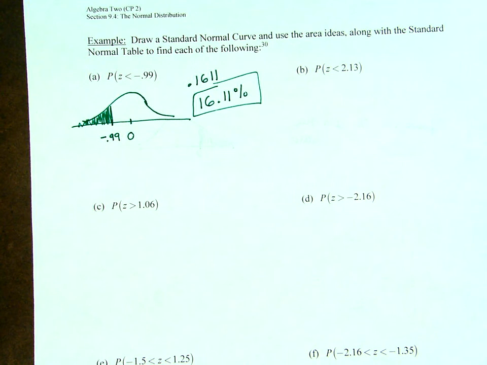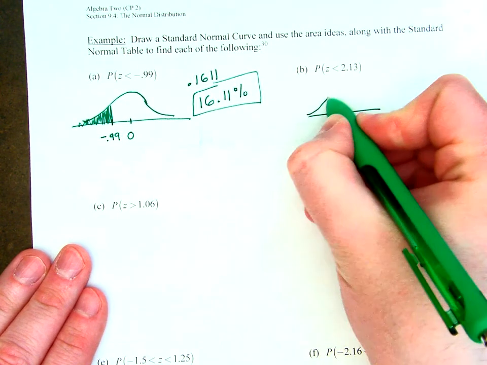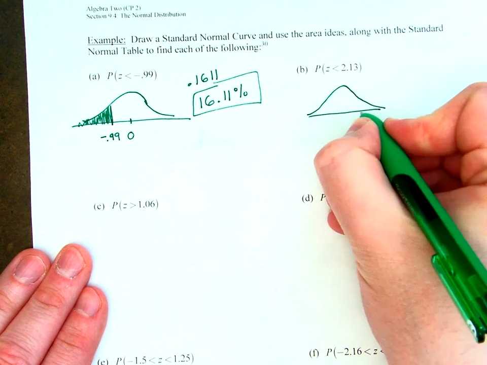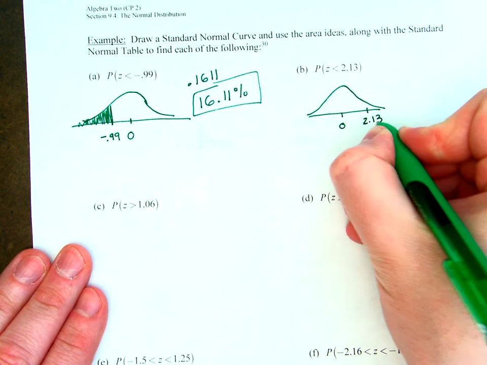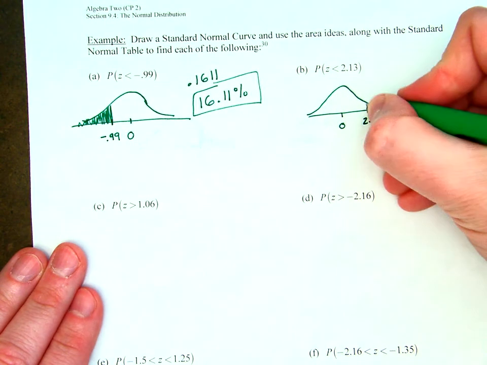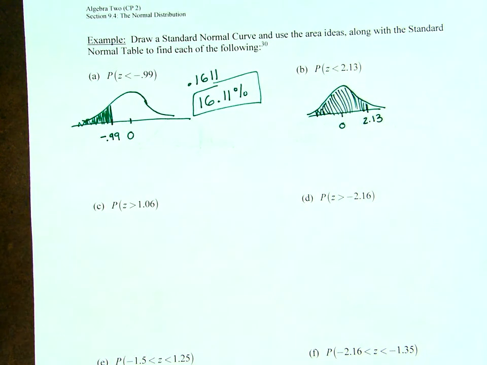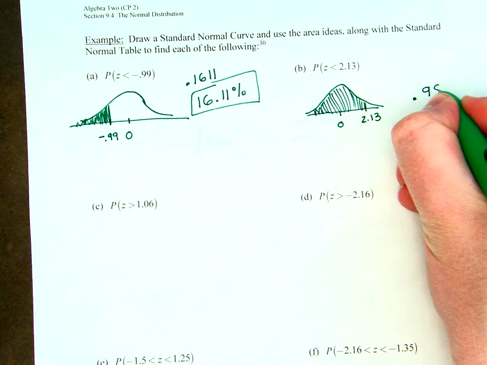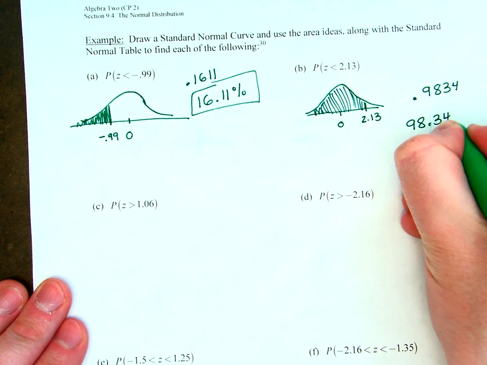Really no different than what we've been doing. I'm just going to start, though, by drawing that normal distribution. I do want to put the mean, and my z-value has to be greater than that. I'm looking for what percent of data is over here. Go to your table, make sure you're on the positive side this time, page 30, not page 29. I'm getting 98.34%.